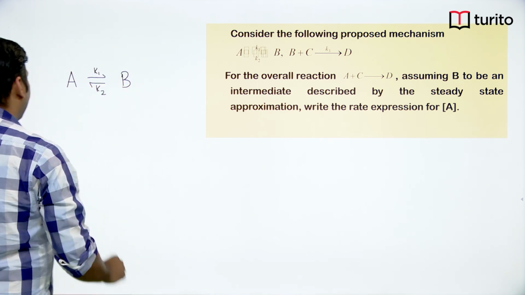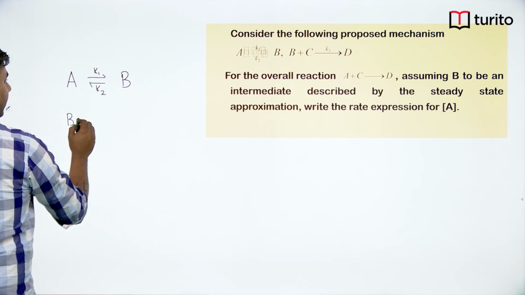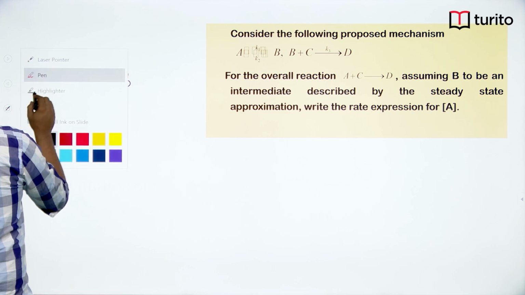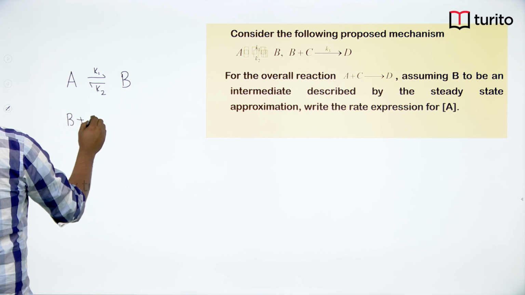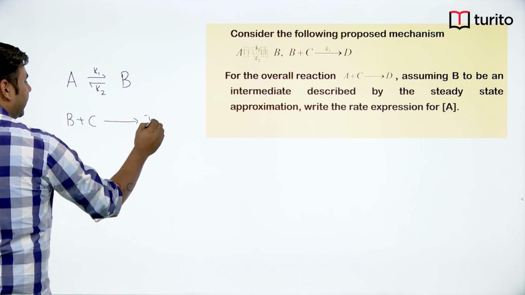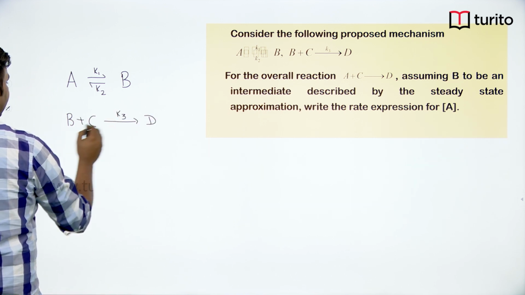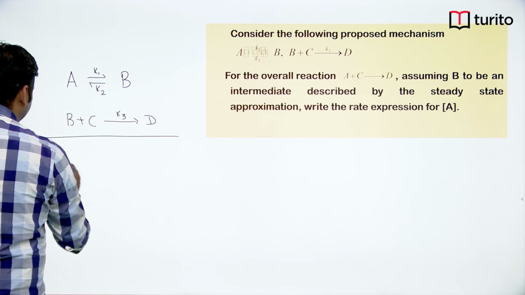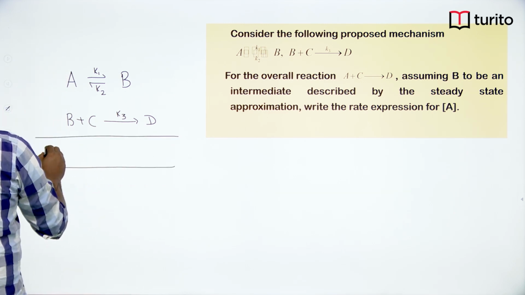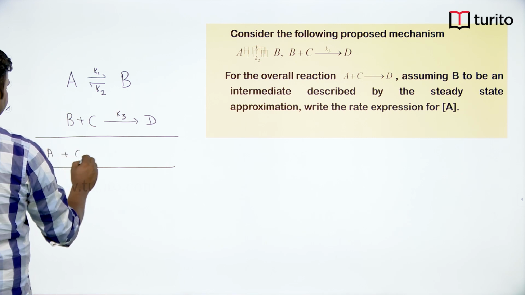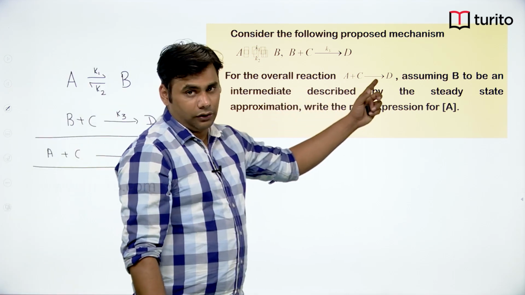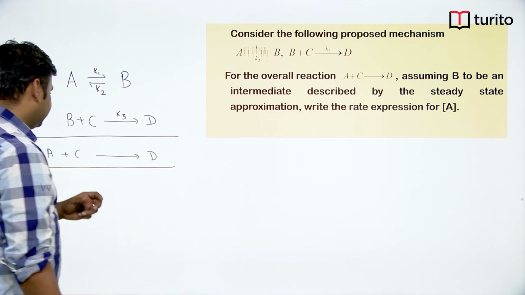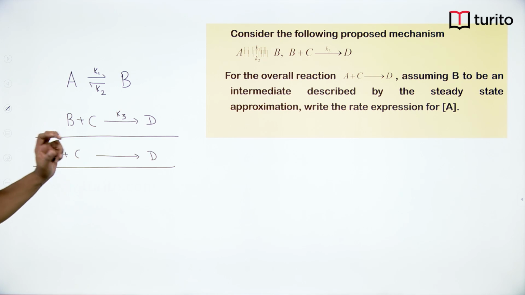Okay, and in the second step, B is reacting with C and forming D. The rate constant of this is K3. Now if we add both the reactions, we will get the overall reaction. So B gets cancelled out and we will get the reaction as A plus C changing into D. So in the question, for this overall reaction, we have to find the rate equation of this given chemical equation.